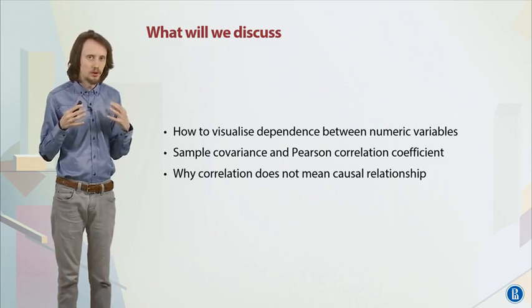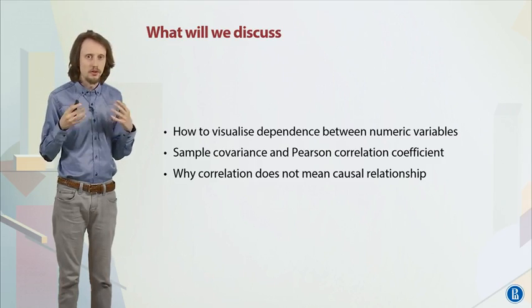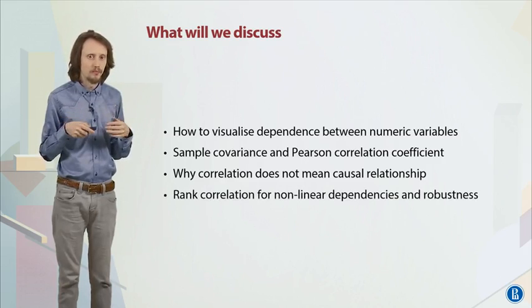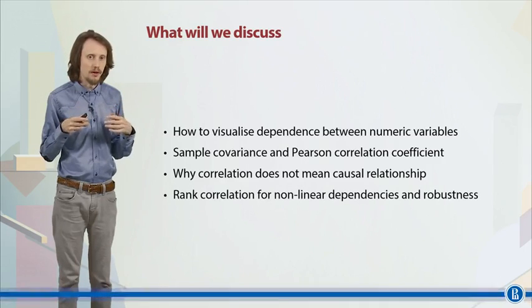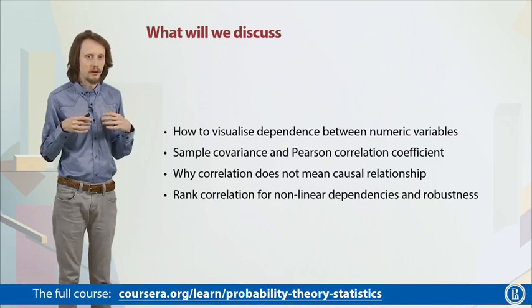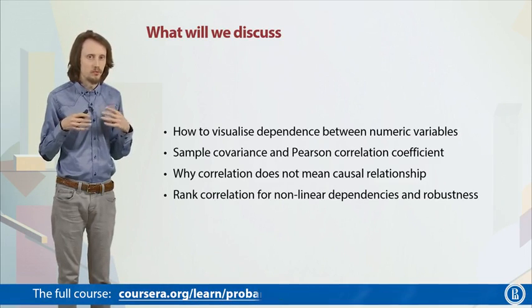We will discuss a very important thing, that correlation does not mean a causal relationship. If we have correlation between two variables, it does not mean that one variable changes because another variable changes. It can be due to different effects. Anyway, correlation can be very useful when we solve the problem of prediction. And we can use rank correlations like Spearman's correlation or Kendall's correlation for nonlinear dependencies and for improved robustness.